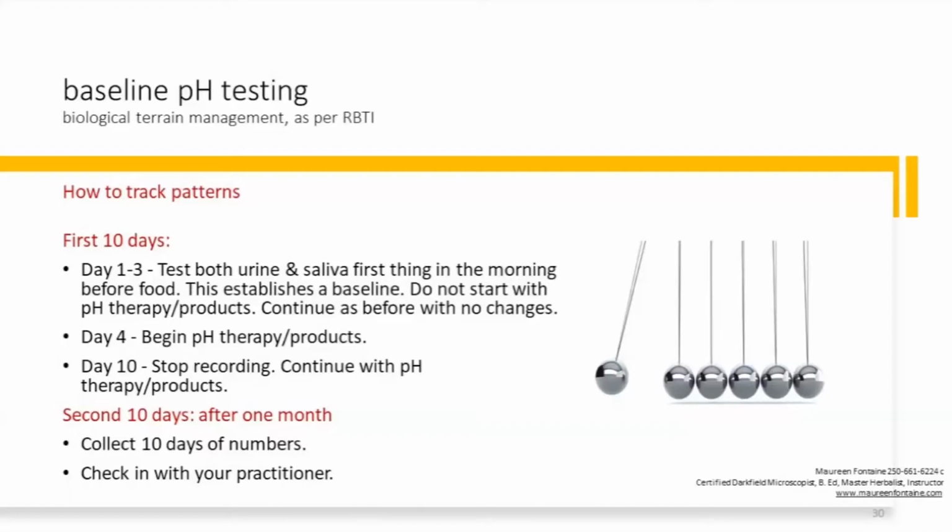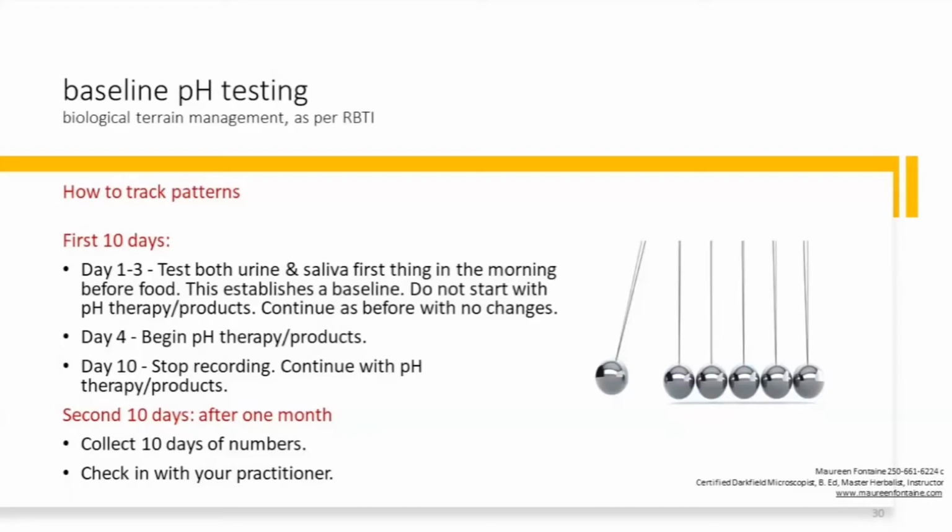This starts to establish a baseline, because I want to see where you are before, since as soon as we apply an alkalizing agent, it changes very quickly. So we have this baseline, not using pH therapy products, and they continue doing everything else they were doing before they saw me. Day 4 is the introduction of the pH therapy products, and they continue doing all of that until day 10, when you stop recording, yet still continue with the pH therapy and any other products that I have recommended. Keep going.